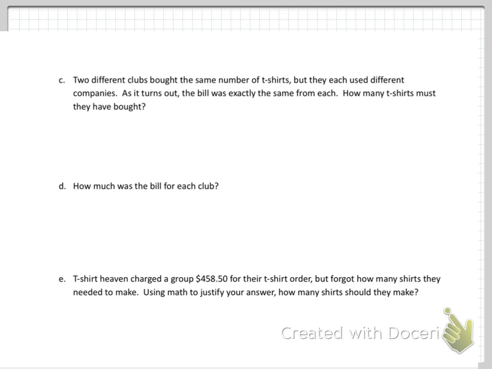All right, for this next part, 2 different clubs bought the same number of t-shirts, but they used different companies. As it turns out, the bill is exactly the same for them each. So if the number of t-shirts was the same and the cost was the same, they're asking us to look for this solution to the system of equations. When are the number of t-shirts and the cost the same?